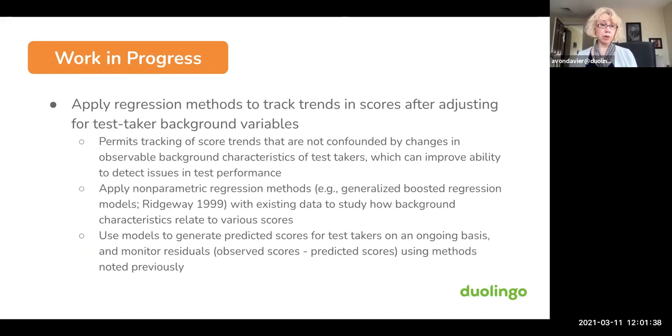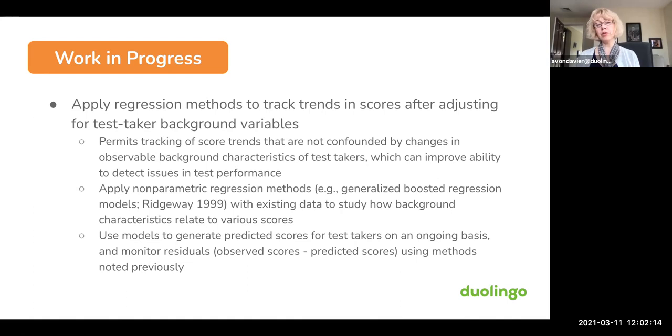What is still work in progress in Aqua, as I mentioned before, this is an MVP. The first time we launched it was in December, but the first time we actually looked at analysis was in January. So now we are adding models. And one idea that we have is to look at more sophisticated regression models, like a non-parametric regression model, generalized boosted regression models, for example, with the existing data to study how the background characteristics relate to various scores.